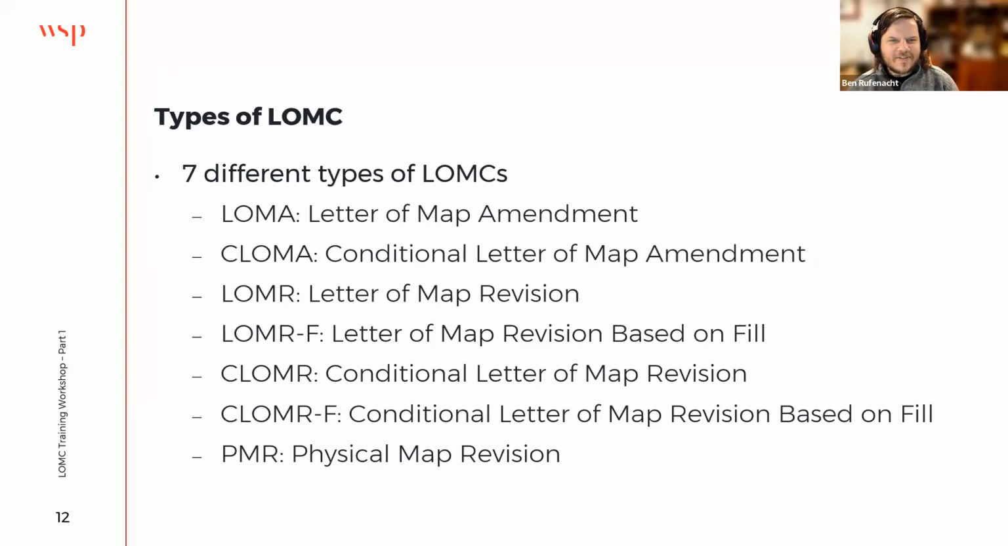So we'll go over the 7 types of letter of map change: the letter of map amendment, conditional letter of map amendment, letter of map revision, letter of map revision based on fill, conditional letter of map revision, conditional based on fill, and physical map revision. So these are what people are talking about when you hear LOMA, CLOMA, LOMR, LOMR F, CLOMR, CLOMR F. These are what they actually stand for.